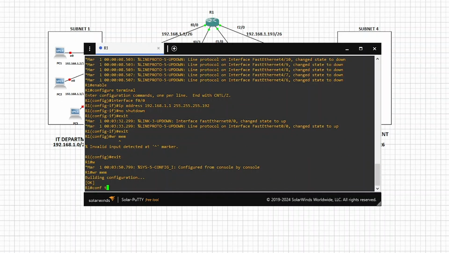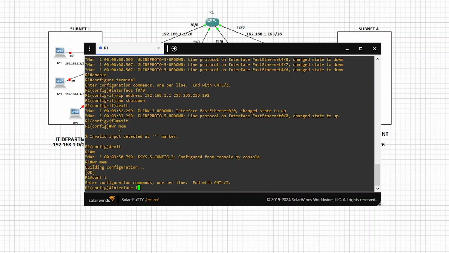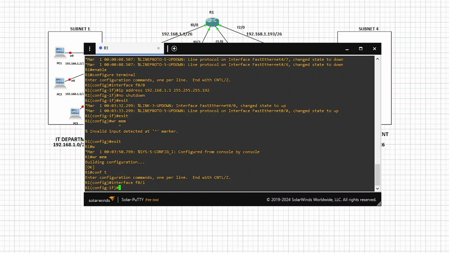Let's configure the second subnet. Each interface becomes the default gateway for its subnet.